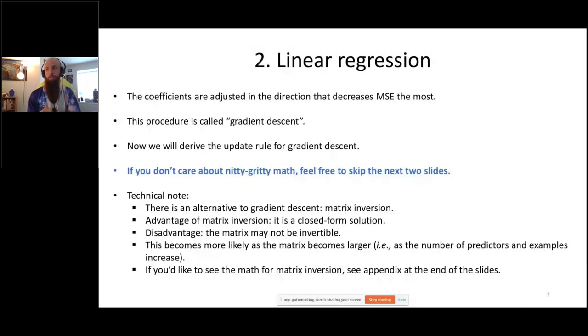The advantage of matrix inversion is that it's a closed form solution, so it's not an iterative thing, whereas gradient descent is an iterative thing. So typically you go through like 1,000 iterations or 10,000 iterations of gradient descent, and you wait until the error converges so the error is no longer decreasing, and then you stop doing gradient descent. Whereas with matrix inversion, you only have to do it once. It's not this weird iterative thing.